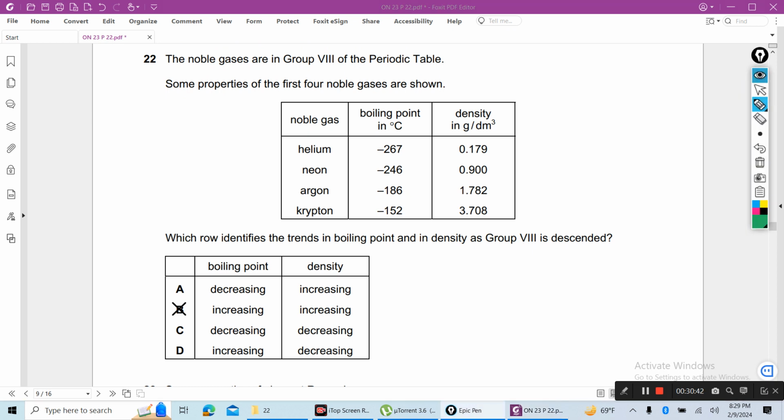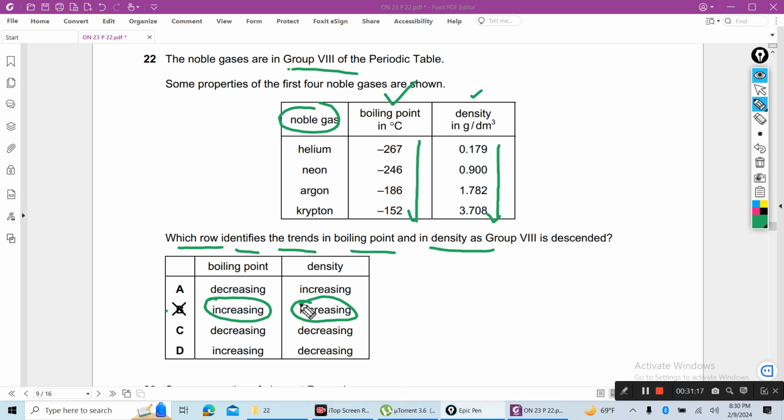Noble gases are in group 8. Some noble gases, their boiling point, their density. Now we are asking which row identifies the trend in boiling point and density. The boiling point increases, and the density also increases. So B is the correct answer.